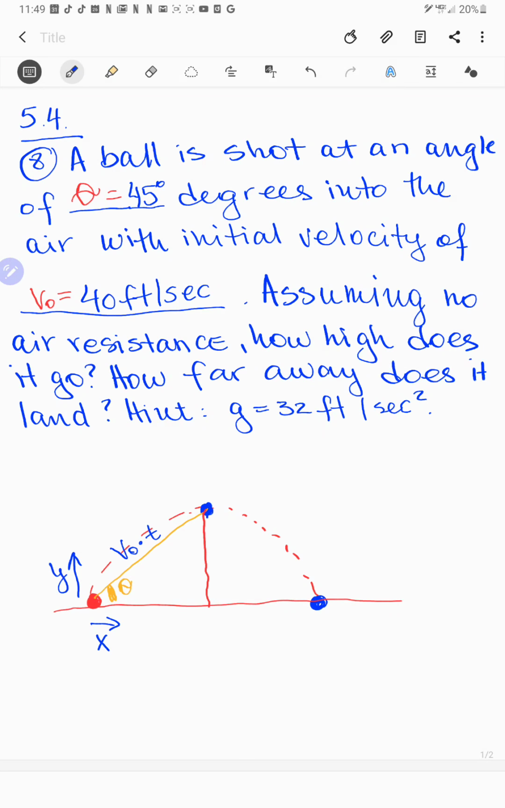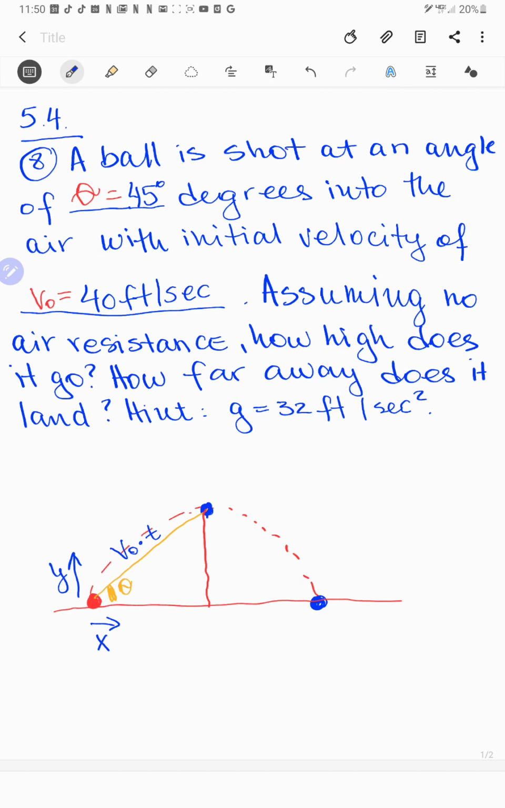Everyone, this is question 8 from your homework on chapter 5.4, integration formulas and the net change theorem. The question says a ball is shot at an angle of 45 degrees, which I denoted with theta, and we'll use the same formula regardless of how many degrees the ball is thrown into the air, with initial velocity of 40 feet per second. And again, I denoted that with v naught because for some of you the initial speed might be different.